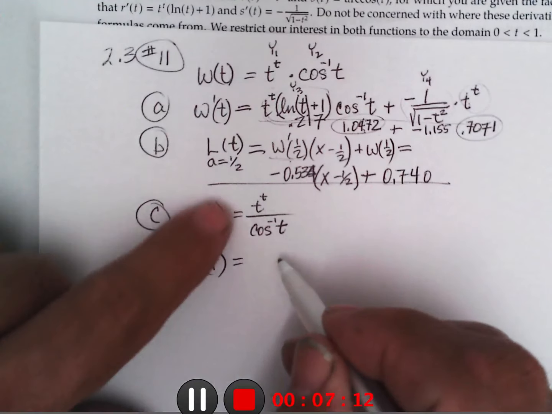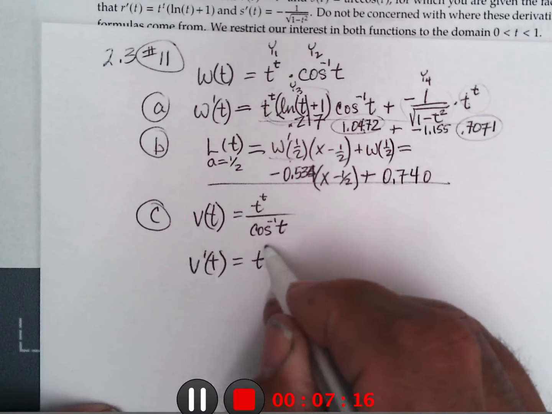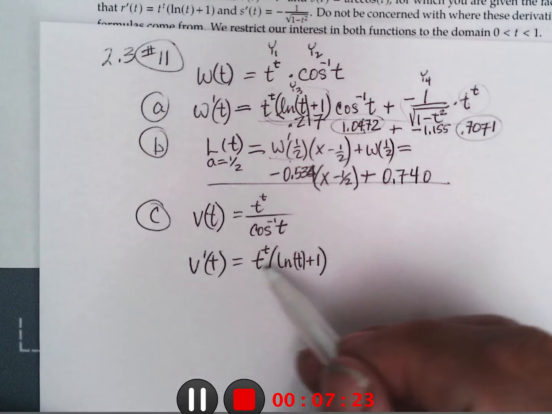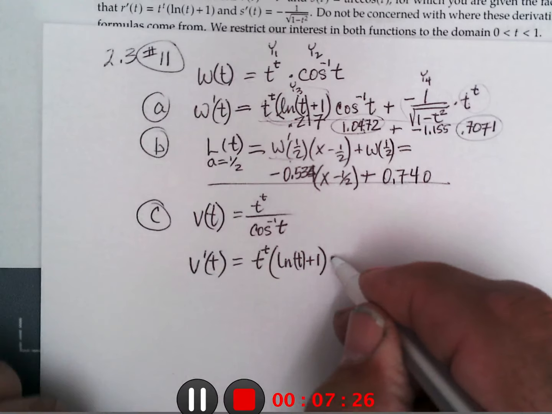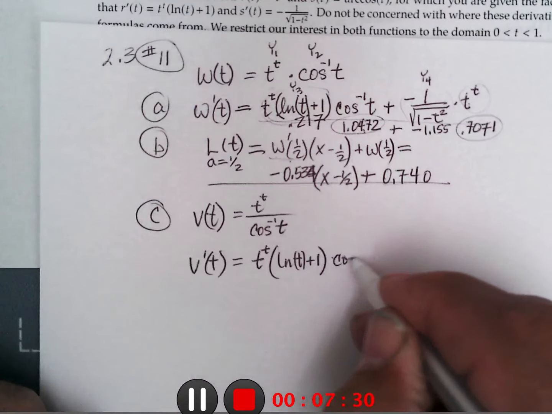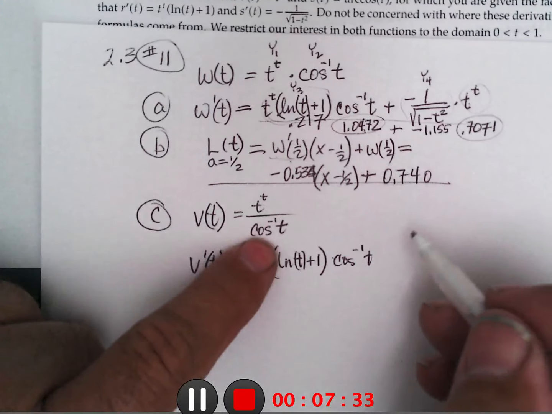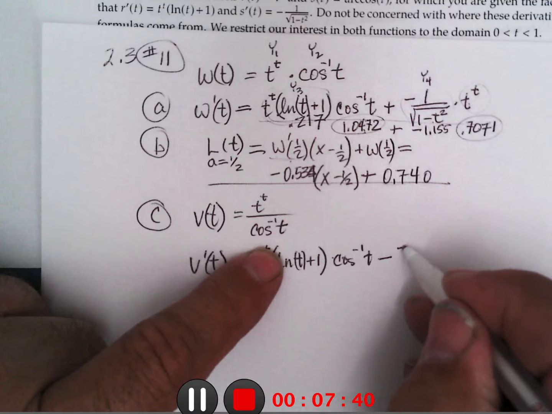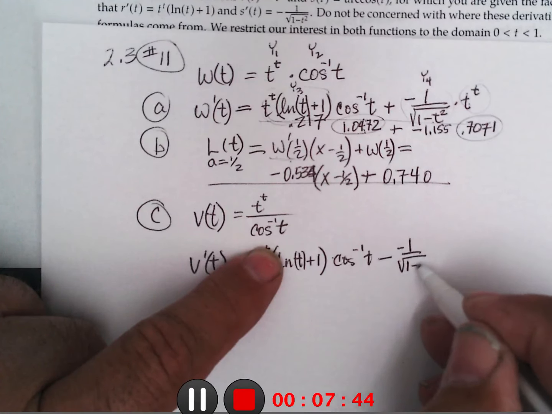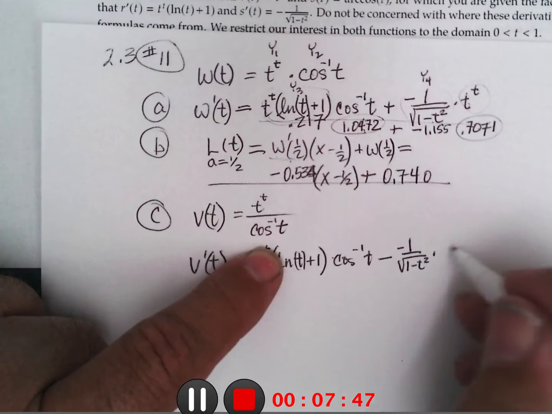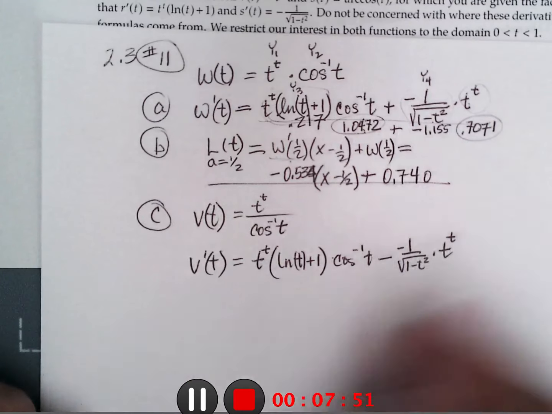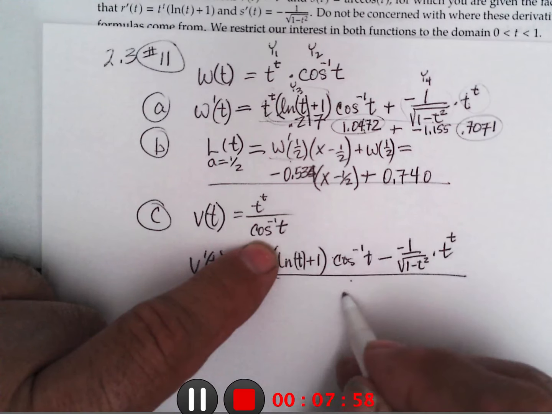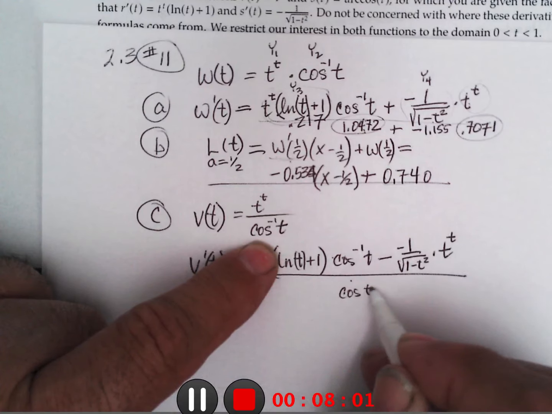derivative of the first, ln t plus 1, derivative of the first times the second, which is cosine inverse of t, minus derivative of the denominator, which is minus 1 over the square root of 1 minus t squared times the numerator, and all of that divided by the denominator, cosine inverse of t, squared.